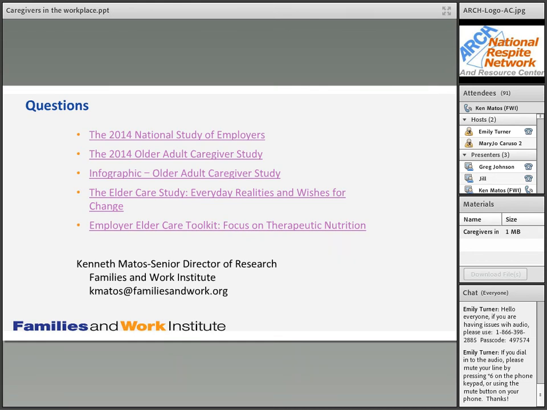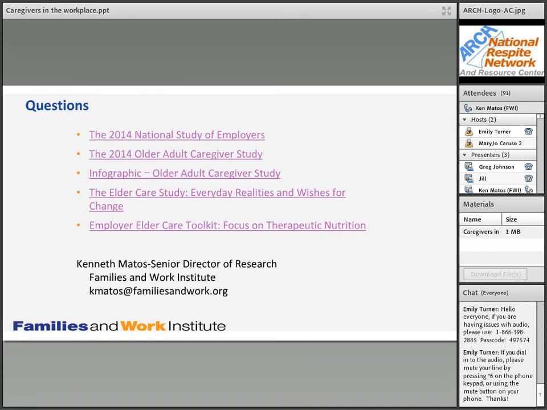We have a nice infographic that you might want to hand out to an employer in one of your conversations to help them understand what caregivers are facing. We have an older study on everyday realities and wishes for change. That's from our 2008 national study of the changing workforce. It's another employee study, but it's much bigger in scope than the older adult caregiver study, and so that may provide you some additional information or talking points. We'll be renewing some of that data over the course of the next year as our next data set comes in.